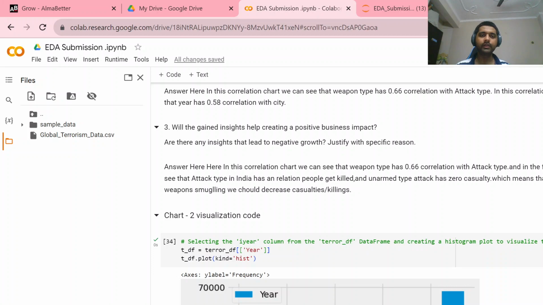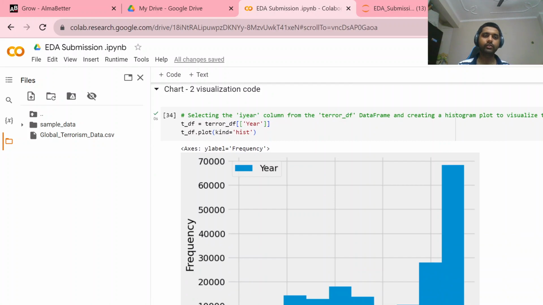Will the gained insight help create a positive business impact? Are there any insights that lead to negative growth rate? Justify with reason. So here in this correlation chart, we can see that weapon type has a correlation of 0.688 with attack type. And in a further graph, we will see the attack type in India has a relation: people get killed, and unarmed type attacks have zero casualty, which means that by restricting weapons smuggling, we could decrease casualty killings. So next, we will come to the next chart.